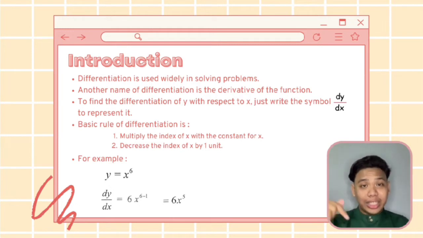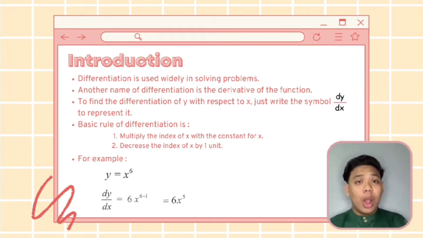As you can see in the example to solve the differentiation problem, y is equal to x to the power of 6. If you find the differentiation of the equation, dy over dx equals 6x to the power of 6 minus 1. The final answer is 6x to the power of 5.